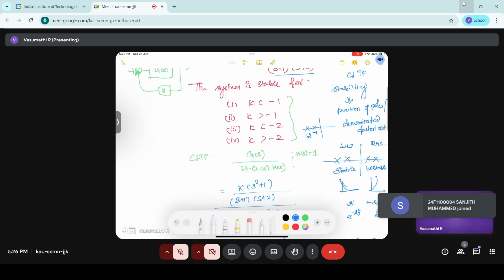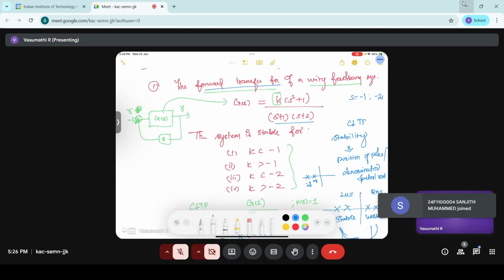Clear? If you choose a value of k that is greater than minus 1, the overall system will be stable in terms of closed loop, right? Not open loop, and we are not interested in open loop right now based on this question.